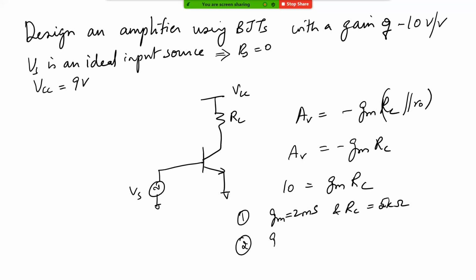Another option could be gm of, let's say, 4 millisiemens and RC of, what do you need for this one? 2.5, right? 2.5 kilo ohm. Let's take these two examples. All right. Let's take the first example. Let's say gm is equal to 2 millisiemens. How can we get this gm of 2 millisiemens?